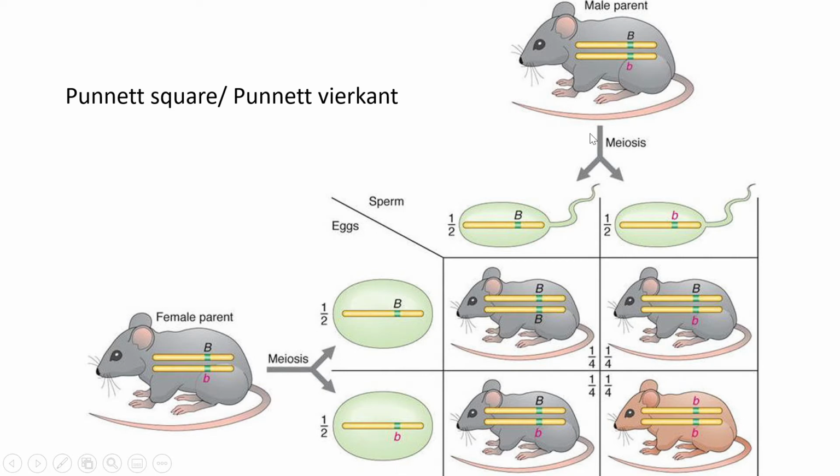For the male, after meiosis, these 2 chromosomes do the same thing. They split from one another. One goes into one sperm cell. The other one goes into another sperm cell. So here we have a capital B along with all the other chromosomes in this sperm cell. And here we have a small b in this one. Okay, so far so good.